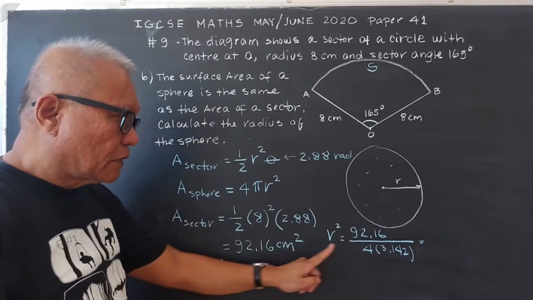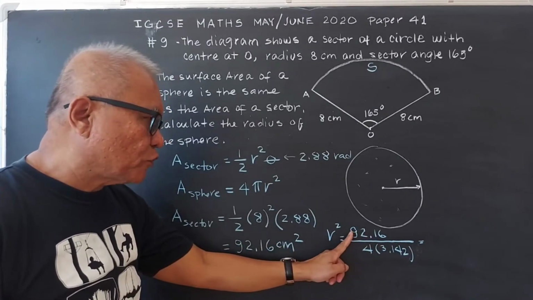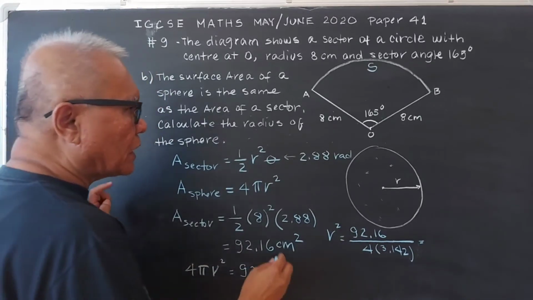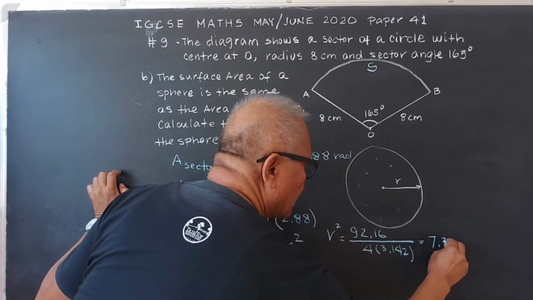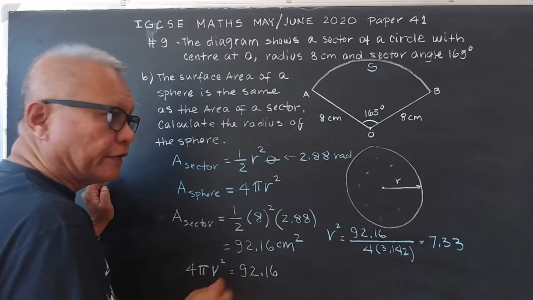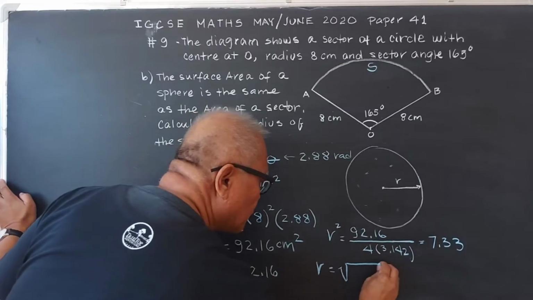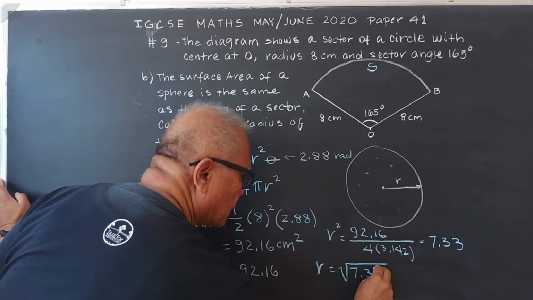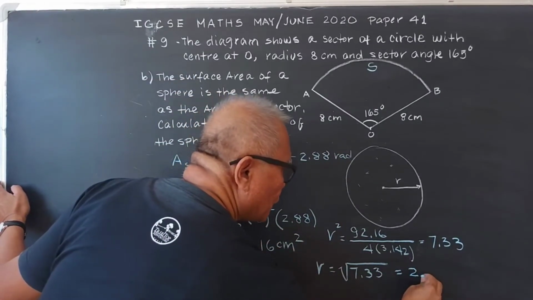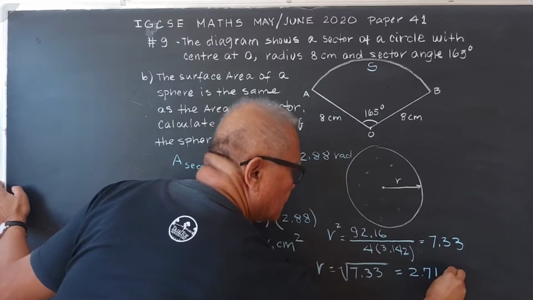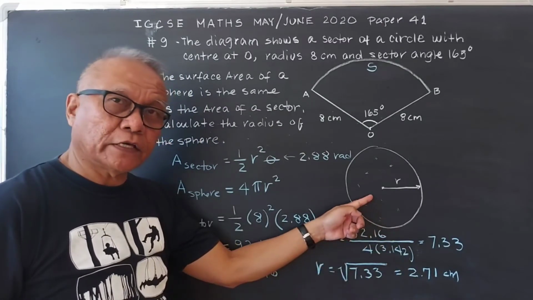And then after multiplying this 3.142 by 4, we divide this 92.16 by this one, and our r squared will be 7.33. And then we take the square root of that one, so r is equal to the square root of 7.33, and our r is 2.71 centimeters. That is the radius of our sphere.